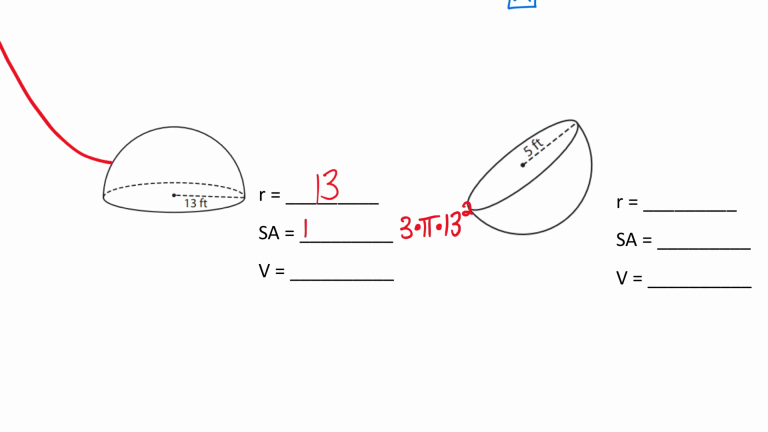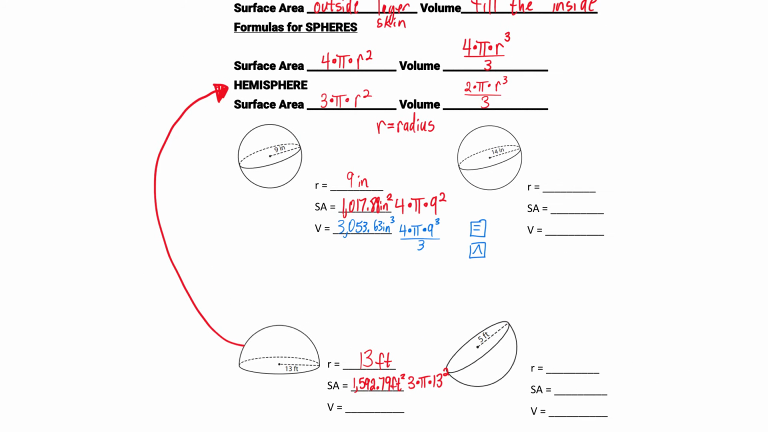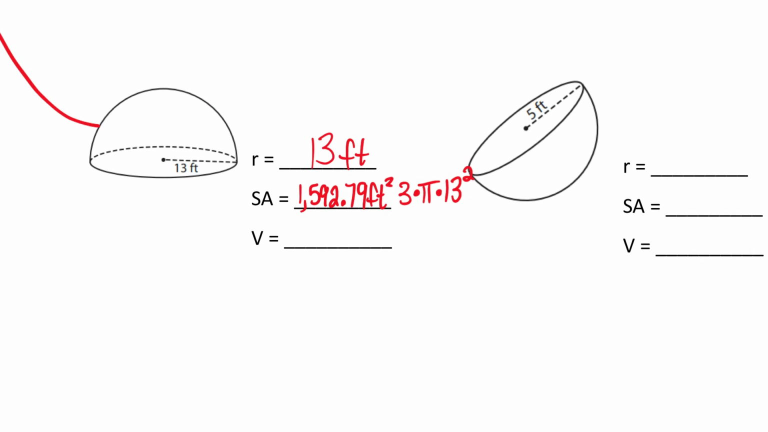All right, and that should give you 1,592.79 square feet. And again, this is a hemisphere, so I'm using these formulas right here. So for the volume now, it's 2 pi r cubed divided by 3. So 2 times pi times r cubed divided by 3.